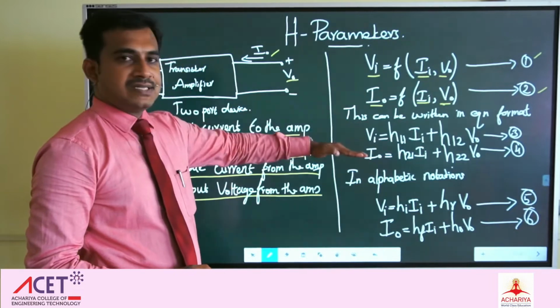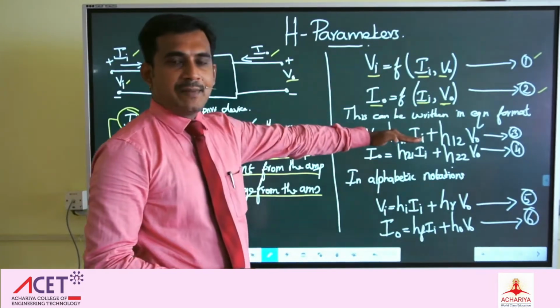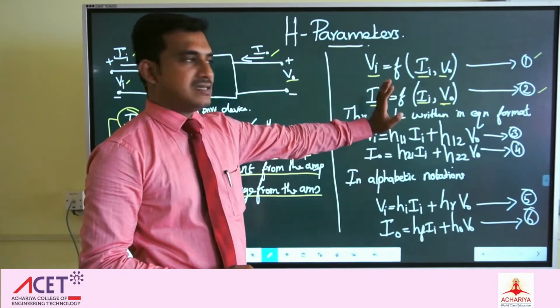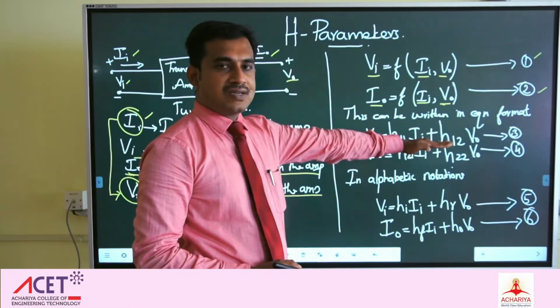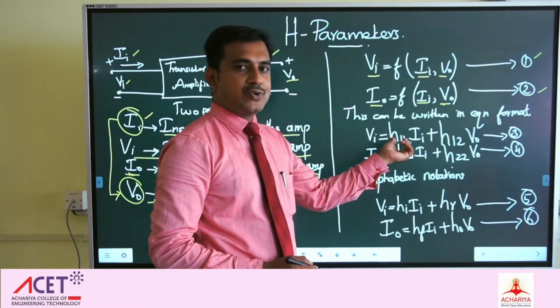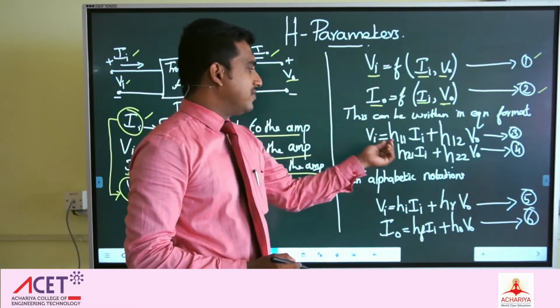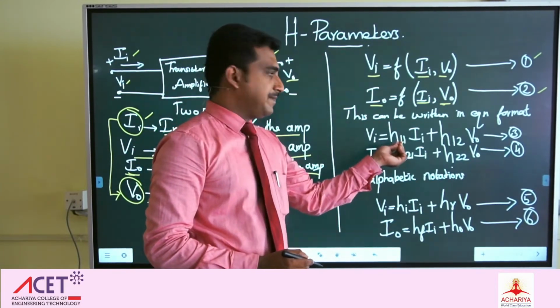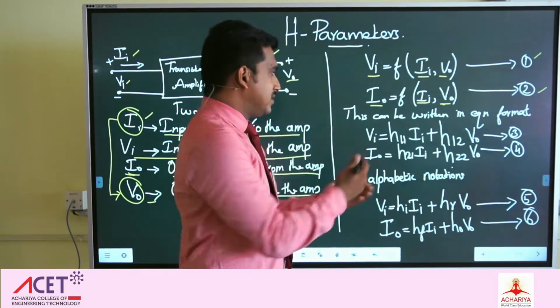The next step is that we are rewriting this function equation into a mathematical equation using some constants, by replacing the function with constants. The constants here we are choosing as H parameters. Since we are studying H parameter, we are taking the constants as H: H11, H12, H21 and H22.